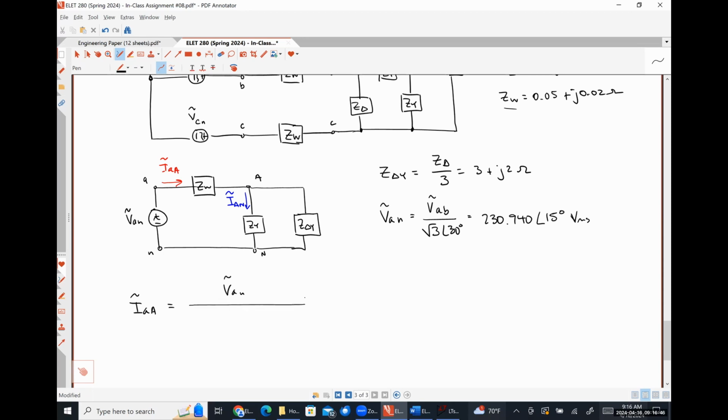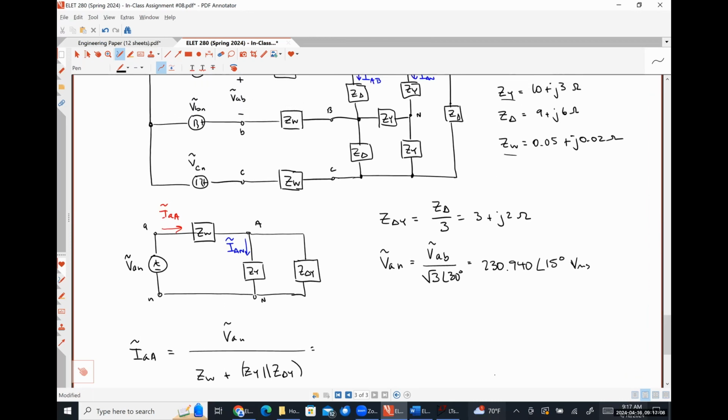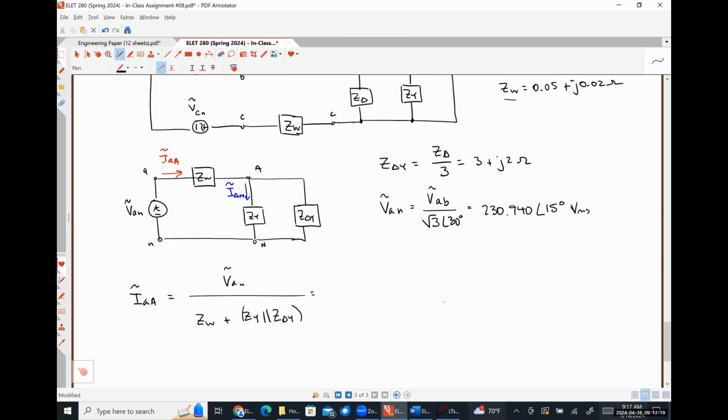So VAN is just over the equivalent impedance of this thing. Absolutely right, which would just look like ZW plus, I'm just going to say ZY in parallel with Z delta Y. So I'm going to throw that in my calculator really quickly here. So I'm going to have (10 plus 3i) times (3 plus 2i) divided by (10 plus 3i plus 3 plus 2i). So that's that impedance.